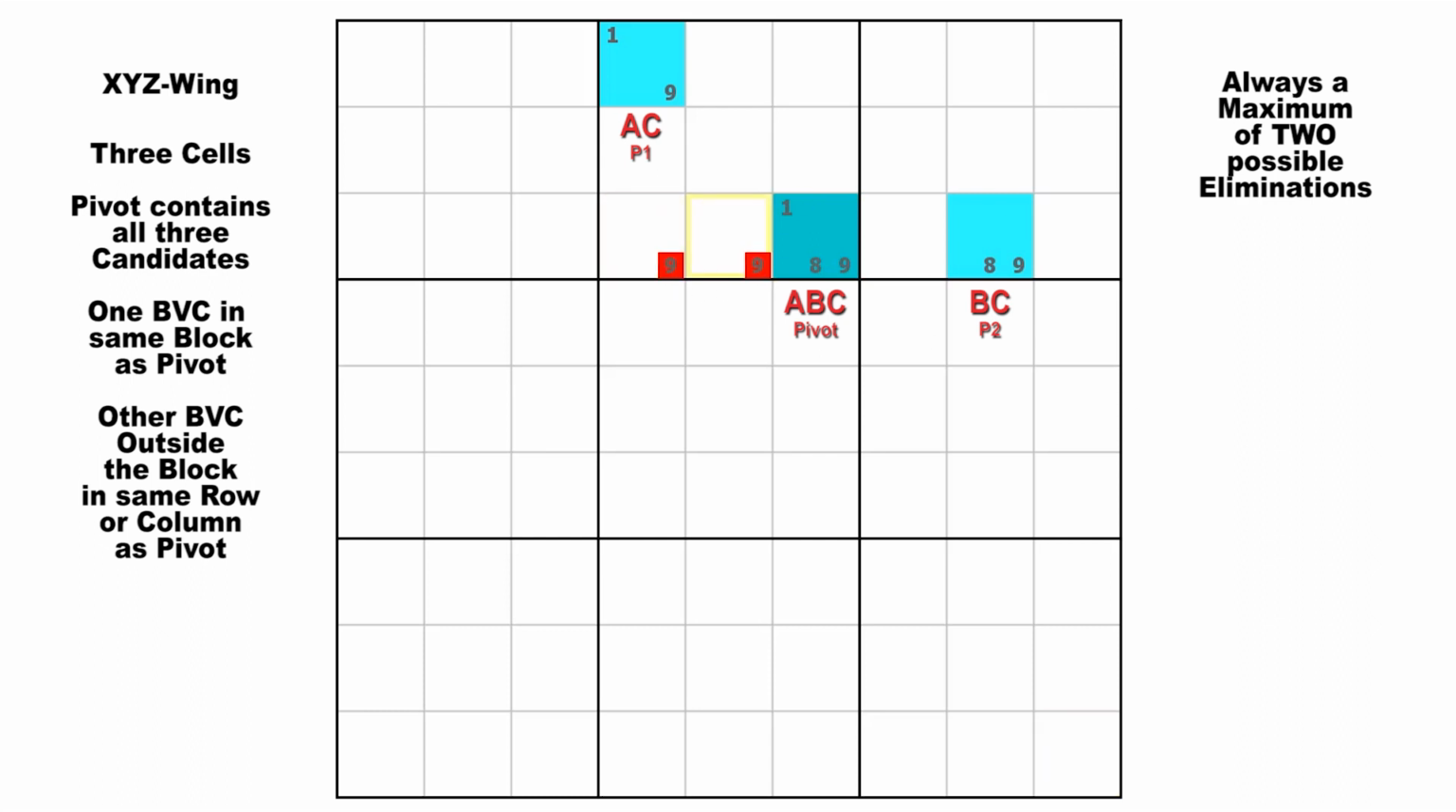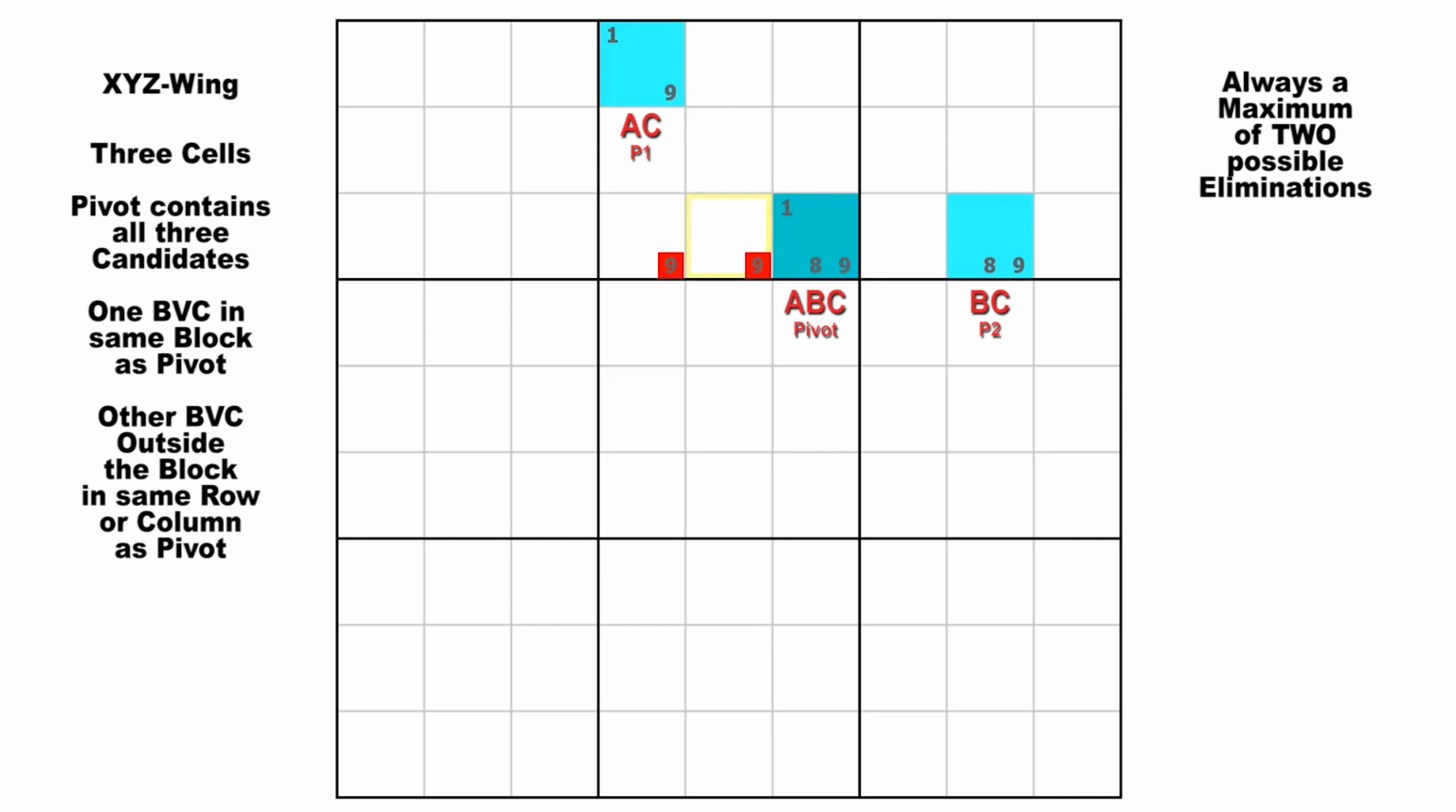No matter which of those 3 candidate 9s in the 3 blue-colored cells is true, it would negate both of the red-colored candidate 9s. Candidate eliminations can only be made in the same block with the pivot and pincer number 1, so there is only room for a maximum of 2 eliminations, as you can see here, because they must also see pincer number 2 outside the block.